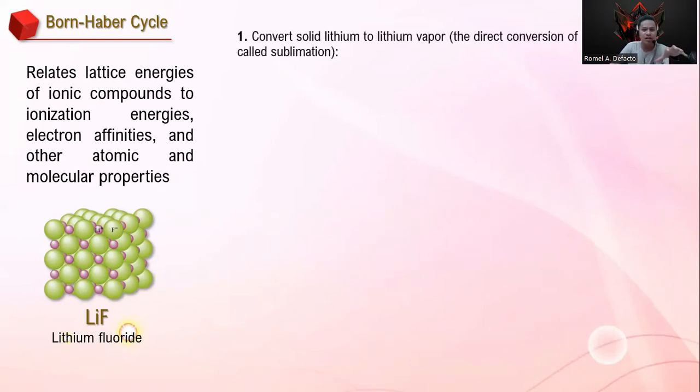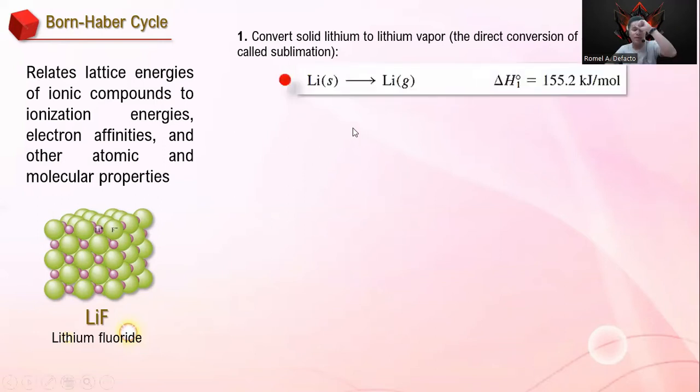So how do we start this? Of course, we start by putting our attention on Hess's law. So what is the first step? Conversion of solid lithium to lithium vapor. And in this case, it requires 155.2 kilojoules per mole. So we're taking into consideration what's happening and, of course, the energy. So that's the first one, the sublimation of the lithium.